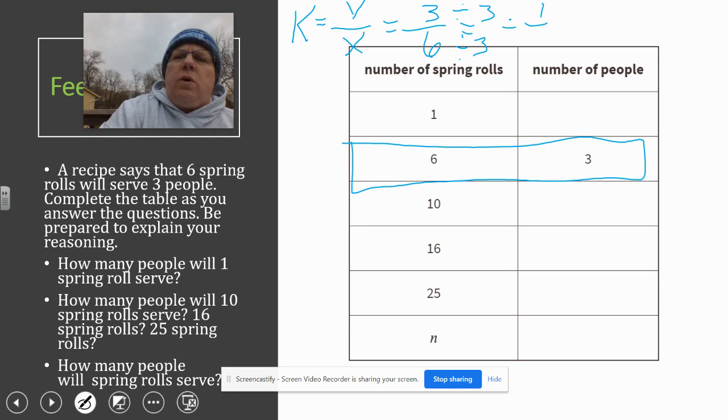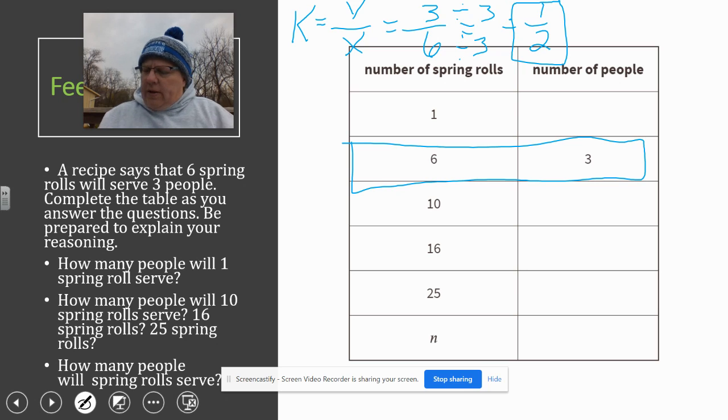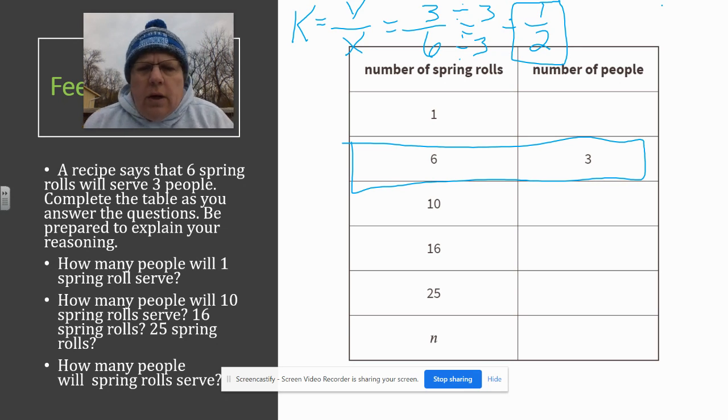3 divided by 3 is 1, and 6 divided by 3 is 2. And so I notice that my k, or my constant of proportionality value, is actually a fraction this time, and it is less than 1. When I'm looking at this first one that was done, the 6 spring rolls and 3 people, I probably could look at that and be like, how did I go from 6 to 3? Well, most of you guys would be like, well, you divided by 2.